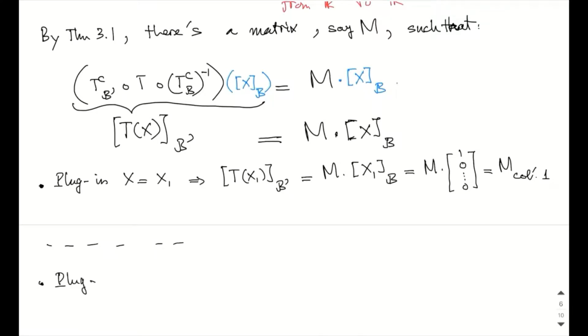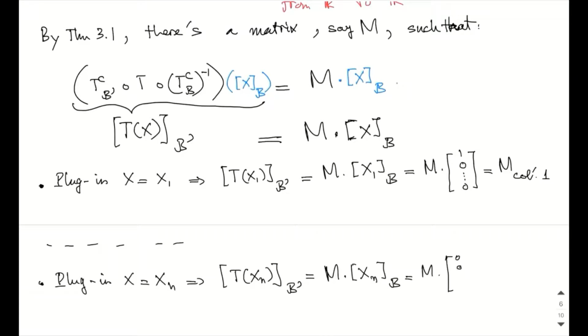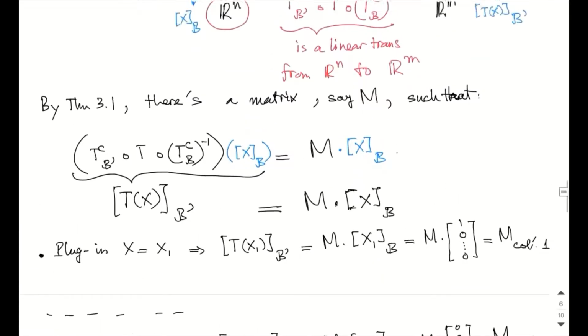And then up to the last step, when you plug in x being xn, you are going to have T of xn with respect to the new basis in W is going to be M times the coordinate of xn with respect to the basis in the domain. And that is going to be M times 0, 0, ..., 1. And this is going to give you the last column of M. And that's what it says in the theorem.